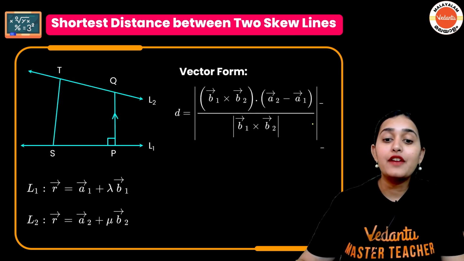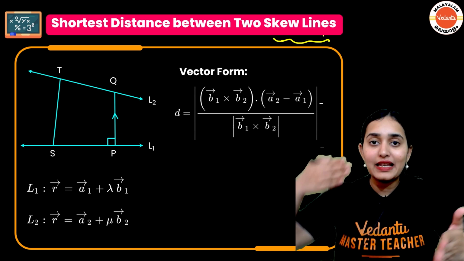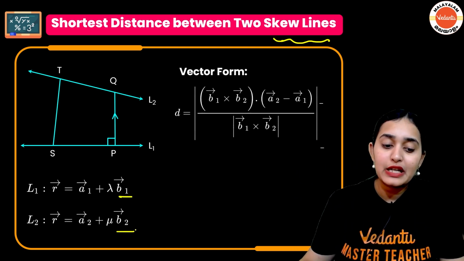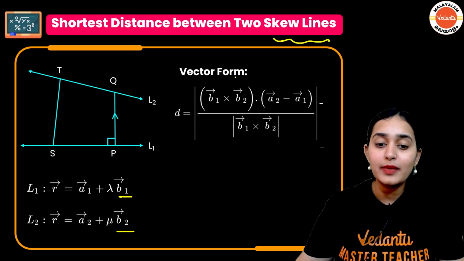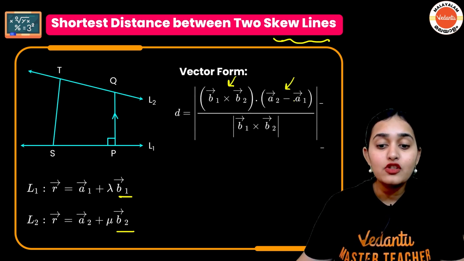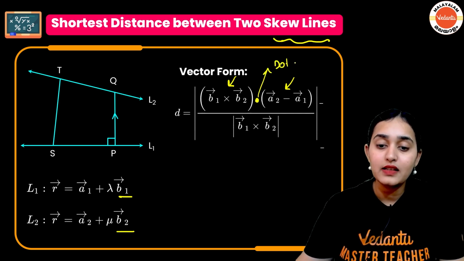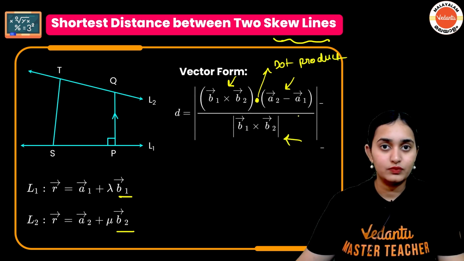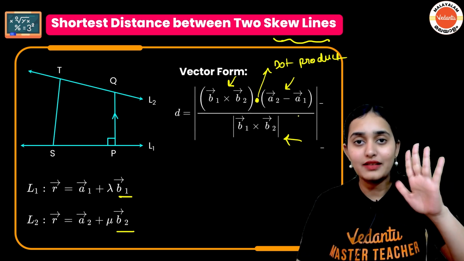Okay. Now if they are skew lines, it means they are not parallel. So here b1 and b2 will be different and therefore it will be the cross product of b1 and b2, then dot product with the difference A2 minus A1, divided by the mod value of b1 cross b2. Okay, this is the shortest distance formula.